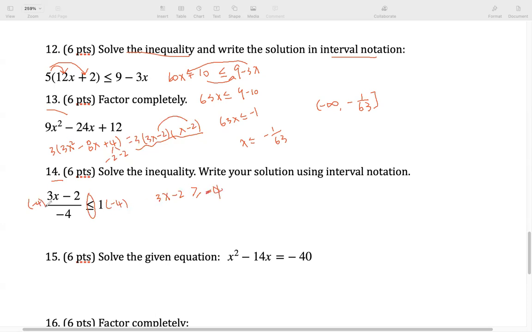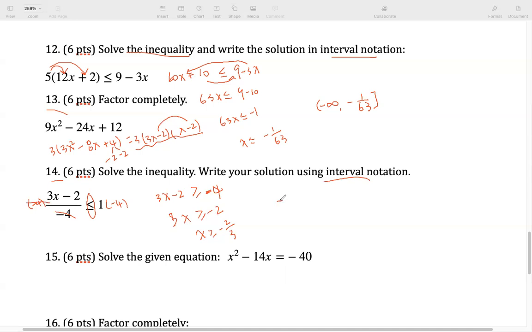Because when we multiply -4 divided by -4 becomes 1. But the right-hand side, we still have 1 times -4, which is -4. The left-hand side, we're just left with 3x minus 2. Now we just move -2 to the other side. It becomes -4 plus 2, which is -2. Divided by 3 on both sides, we get x greater than or equal to -2/3.